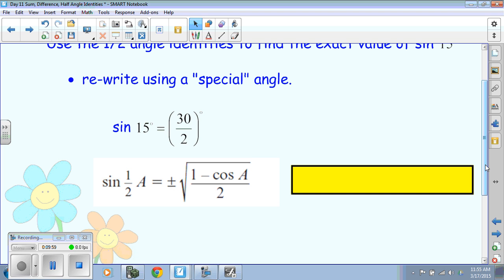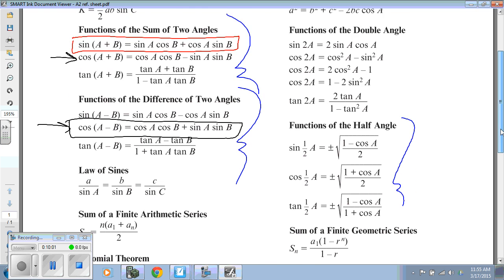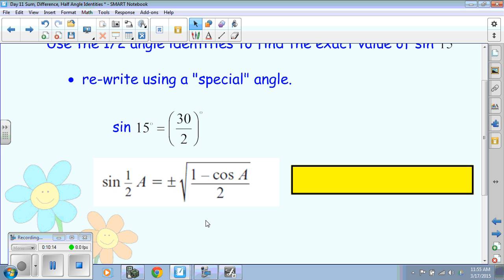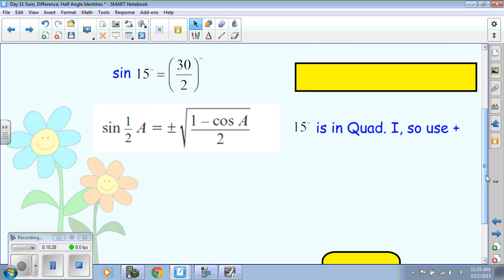Now, we want sine, so we go to our formula sheet. And there's only one sine at a half angle. There's only one cosine at a half angle. There's only one tan, so that makes it easy. The only thing is we have to look at plus and minus. So we'll come back here. 15 degrees and 30 degrees are both in which quadrant? First. The first one. So we're going to be able to reject that negative right away. So I set up the formula. 15 degrees is in quadrant 1, so we're going to use the positive version only.